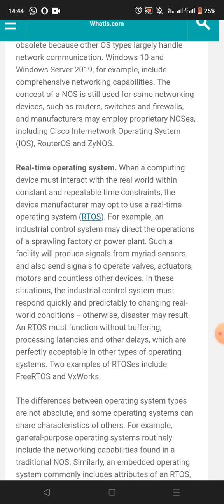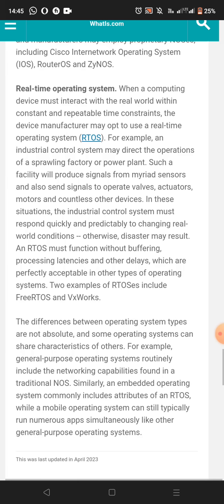Otherwise, disaster may result, and an RTOS must function without buffering, processing latencies, and other delays which are perfectly acceptable in other types of operating systems. Two examples of RTOS include FreeRTOS and VxWorks.